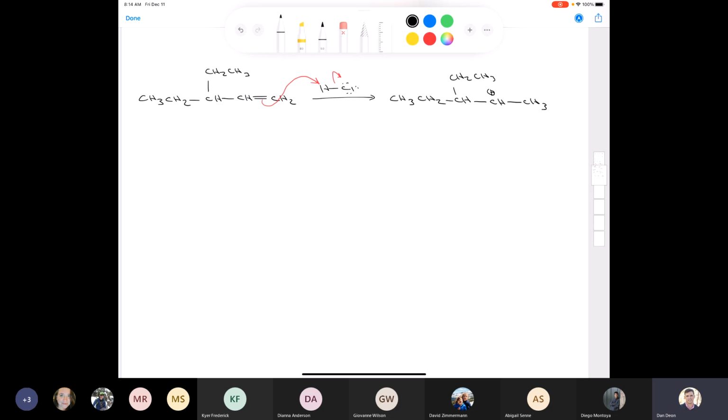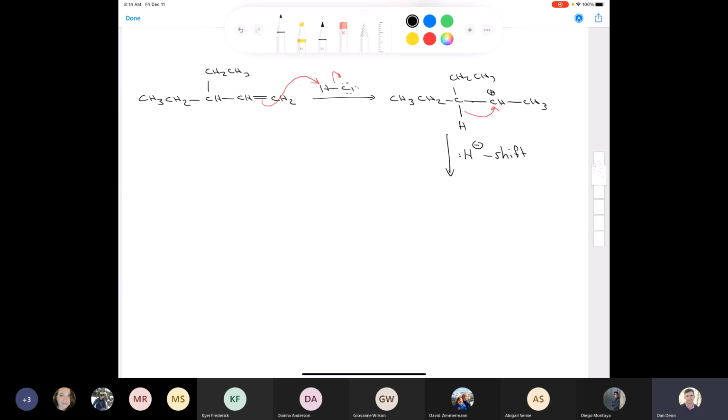There we go. There's our carbocation. And the question becomes, can this carbocation undergo a rearrangement? And the answer is yeah. If we draw this hydrogen explicitly here, you can see how if we have a hydride shift, right? This is a hydride shift.